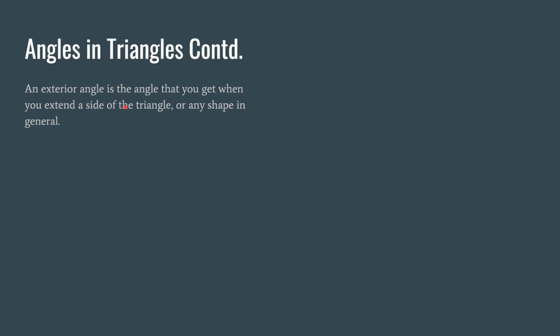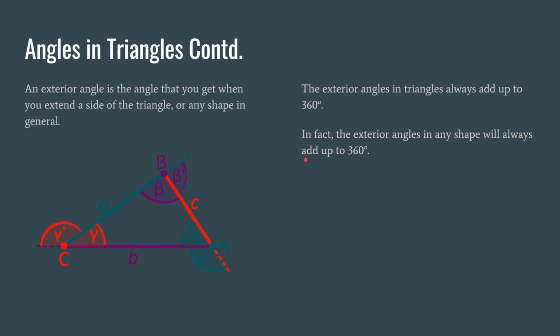The exterior angle of a triangle is the angle you get on the outside of the shape when you extend one side of the triangle or any polygon in general. If you look at this diagram, the exterior angles of this are alpha prime, beta prime, and gamma prime. Alpha, beta, and gamma are symbols we use for angles. The exterior angles in triangles always add up to 360 degrees. In fact, the exterior angles of any shape will always add up to 360 degrees.